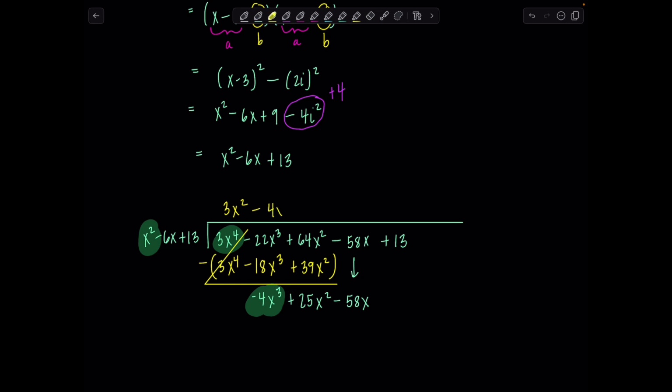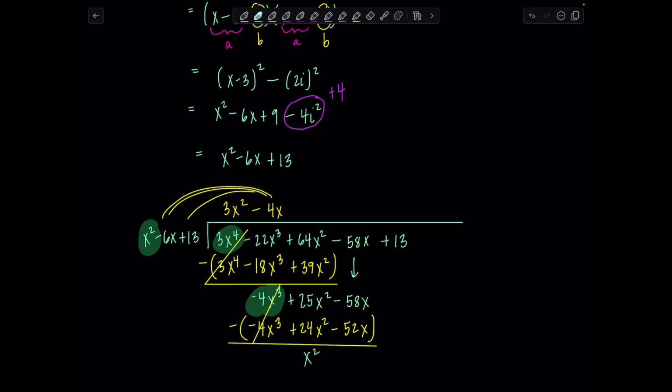Negative 4x. And then distribute, distribute, distribute. So it'll be negative 4x cubed plus 24x squared minus 52x. Subtract from above. This cancels. Then don't forget to distribute the negative. So 25 minus 24 is just 1x squared. Negative 58 plus 52 is negative 6x. And then bring down the 13.